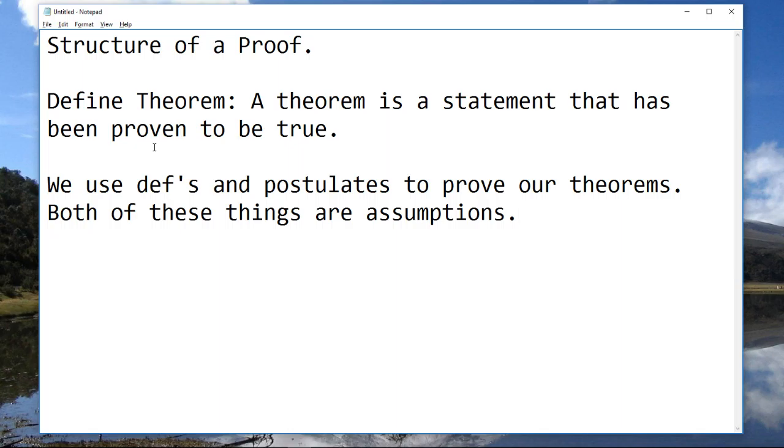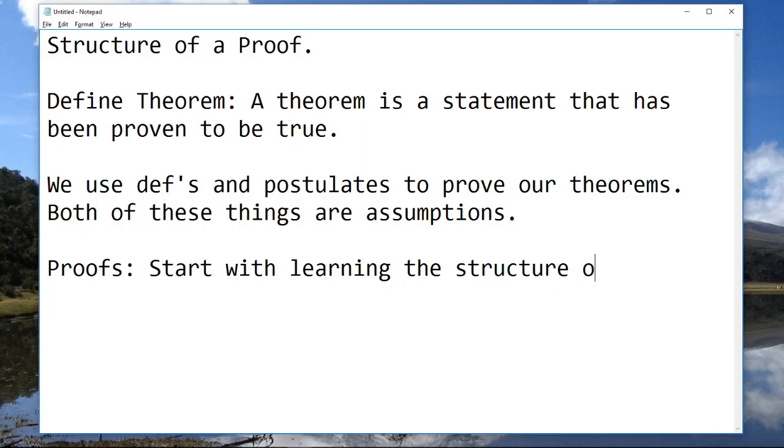Before we move forward with showing a proof and actually doing them ourselves, we need to come up with what the structure of a proof is. So I'm going to start out by describing the structure of a proof, and then we'll describe the proper relationship between the different parts of a proof. So we start with learning the structure of a proof.